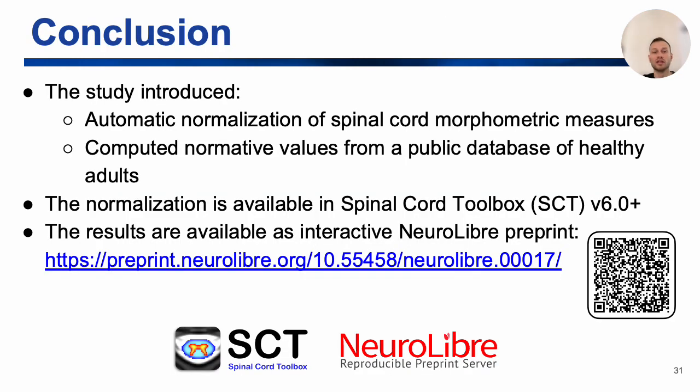In conclusion, this study introduced the automatic normalization of spinal cord morphometric measures and computed normative values from a public database of healthy adults. The normalization approach is available in the Spinal Cord Toolbox SCT 6.0 and higher. To promote transparency and reproducibility, the presented results are open source, available as interactive NeuroLibre preprint.